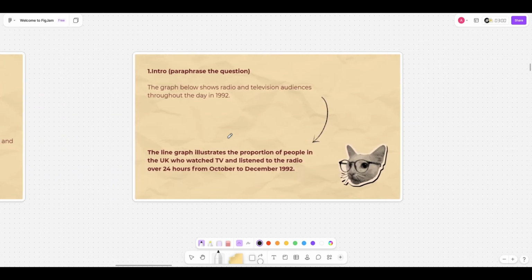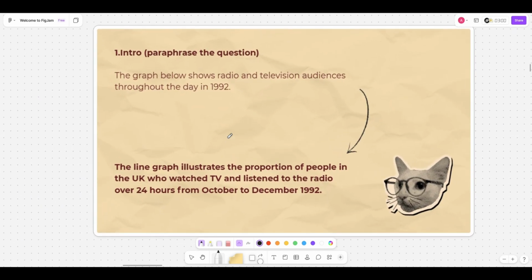So let's get started with our first step, which is writing an introduction part. And the rule here is simple. Paraphrase the question. Do not copy it word for word. Here's the original question. The graph below shows radio and television audiences throughout the day in 1992. And here is how we paraphrase it for our introduction. The line graph illustrates the proportion of people in the UK who watch TV and listen to the radio over 24 hours from October to December 1992. And here you can see the difference. We've changed the vocabulary and structure but keep the same meaning. That's all you need to do for our introduction part.